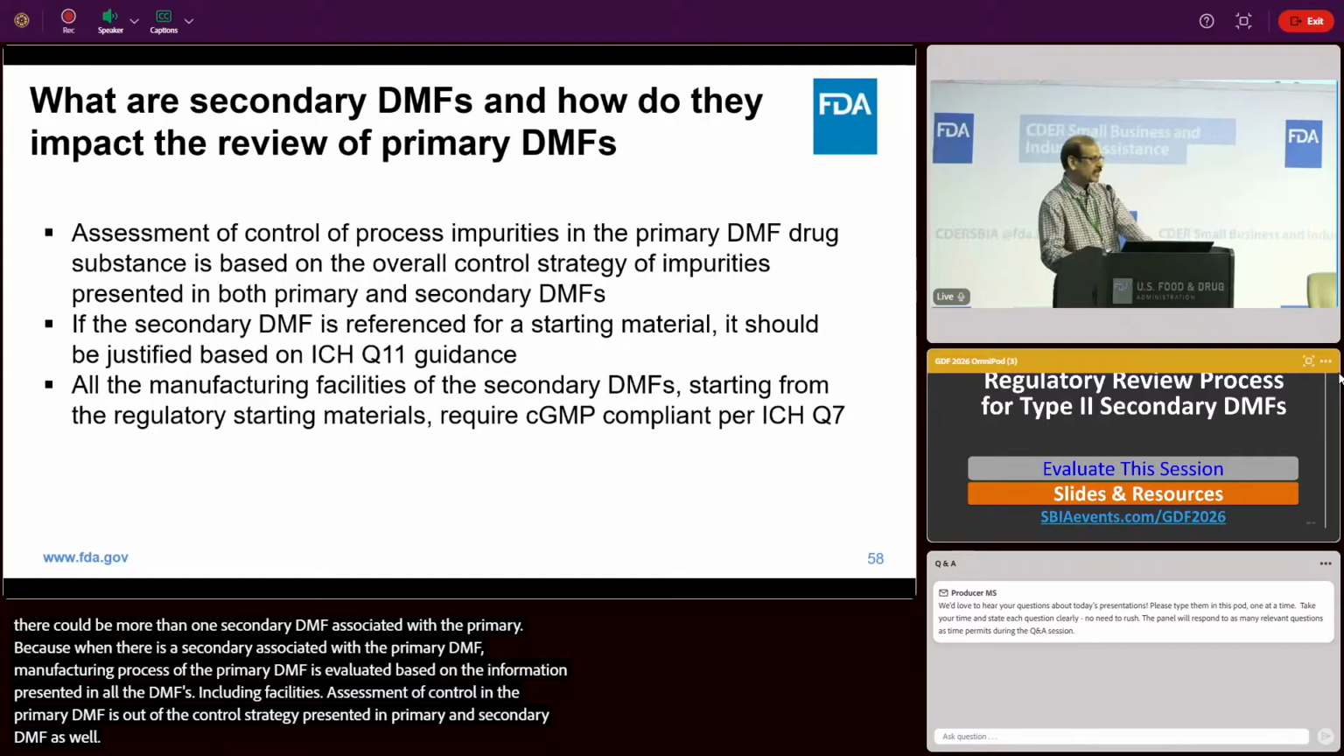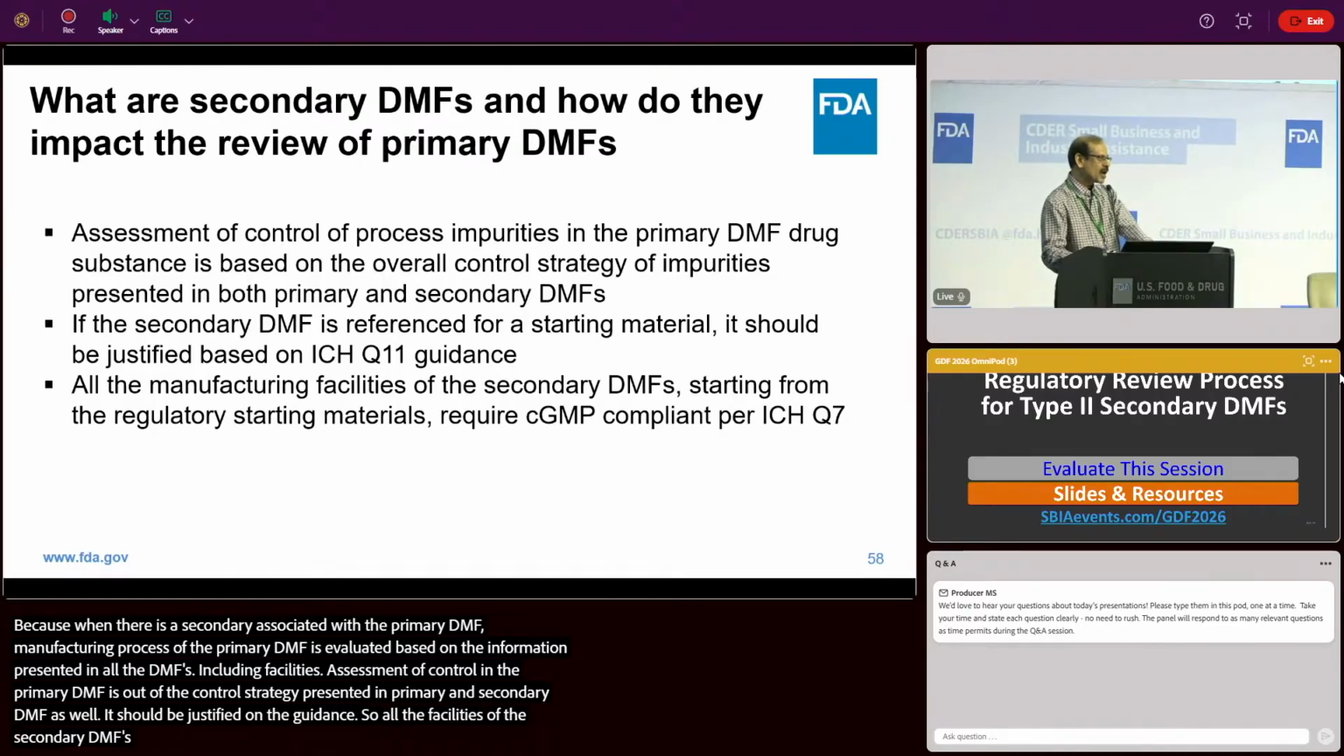If the secondary DMF is referenced for a starting material, it should be justified based on ICH Q11 guidance. Also, all the manufacturing facilities of the secondary DMF, starting from the regulatory starting material, require CGMP compliance per ICH Q7.